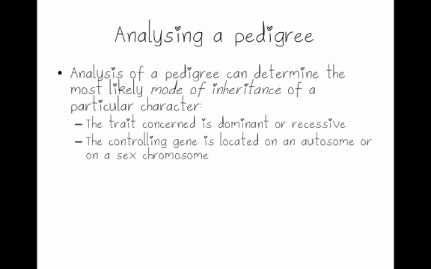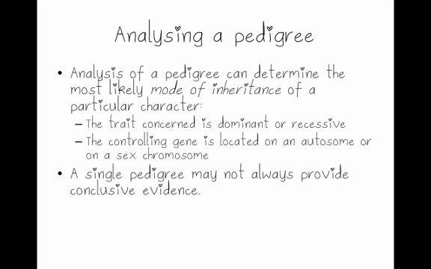So remember, humans have 22 pairs of autosomes and a pair of sex chromosomes. So for females, we obviously have 2 X chromosomes, but for a male, they have an X and a Y. So the conditions, if they're sex-linked, so carried on a sex chromosome, can either be X-linked, so carried on the X chromosome, or Y-linked, carried on the Y chromosome.